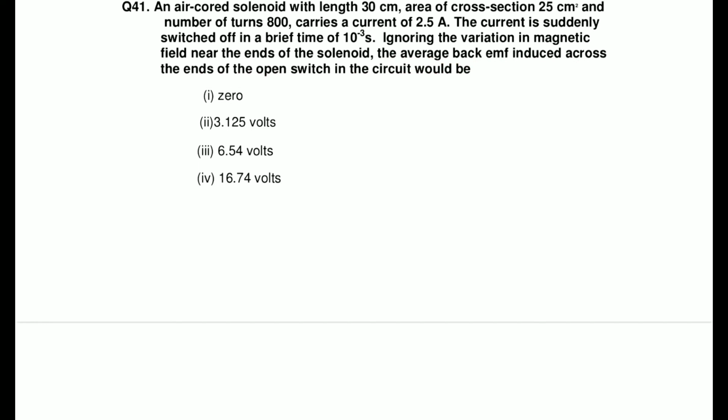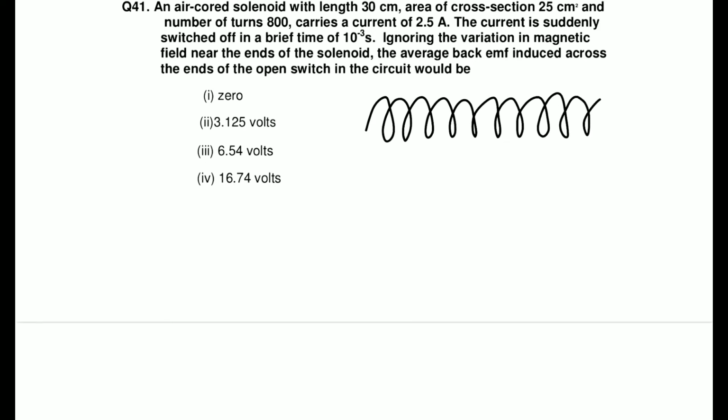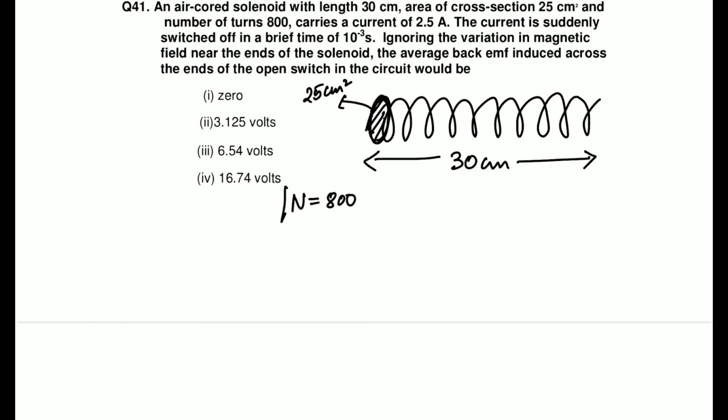So basically you have a solenoid. So solenoid, we know something like this. So I have a solenoid side, right? So the solenoid has a length of 30 centimeters. So this is a 30 centimeter long solenoid. Now what else is given to us? Area of cross section. So basically the solenoid can be assumed to have a circular kind of area, right? So area of cross section is given to us, that is 25 centimeter square. And what else is given to us? It has 800 number of turns. That is the value of n, number of turns, 800 turns are there, right?